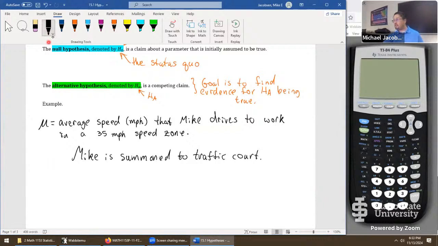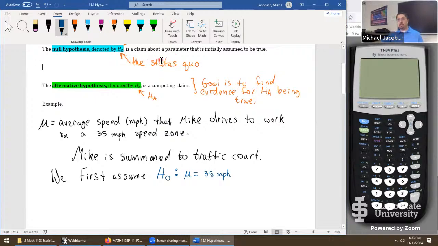That would be a statement that my speed was 35 miles per hour. So in the court of law, we first assume this. Here's the null hypothesis, H naught. It's a claim about a parameter, and we're trying to say I'm innocent here, so we'll put down colon mu equals 35 miles per hour. This is a statement that I never broke the law, that my average speed is the posted speed limit. That's the status quo, that no law was violated, and in a court of law, you assume innocence right away. That's assuming the null hypothesis is true.